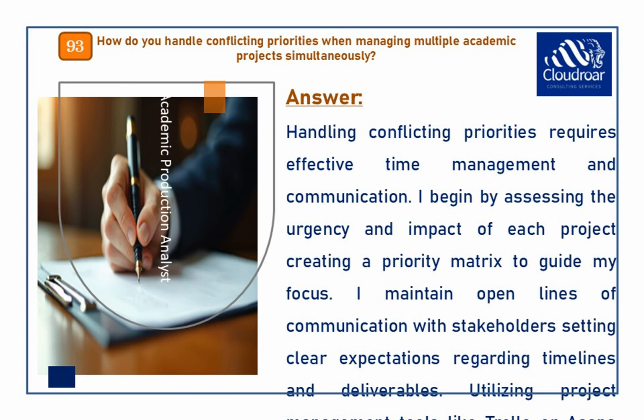Question 93. How do you handle conflicting priorities when managing multiple academic projects simultaneously? Handling conflicting priorities requires effective time management and communication. I begin by assessing the urgency and impact of each project, creating a priority matrix to guide my focus. I maintain open lines of communication with stakeholders, setting clear expectations regarding timelines and deliverables.